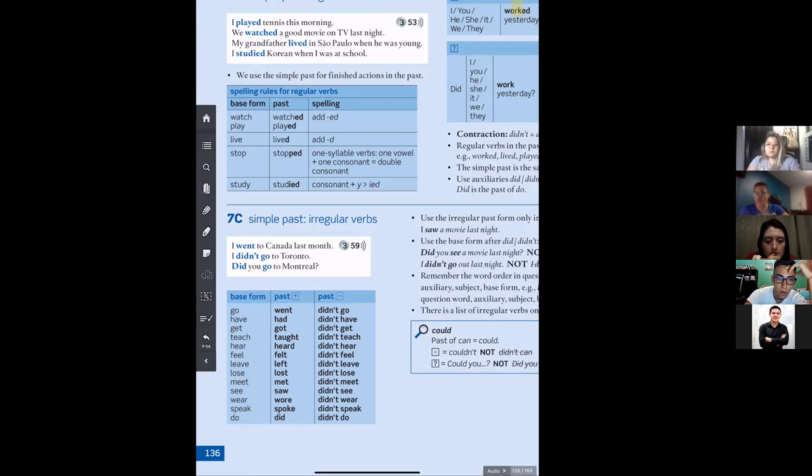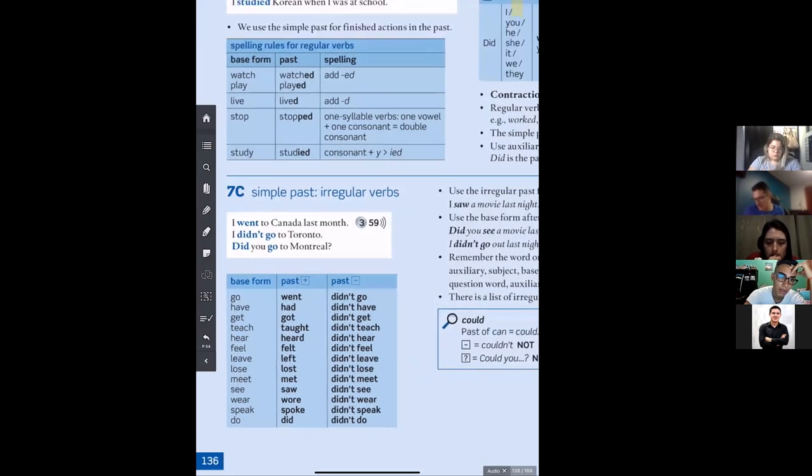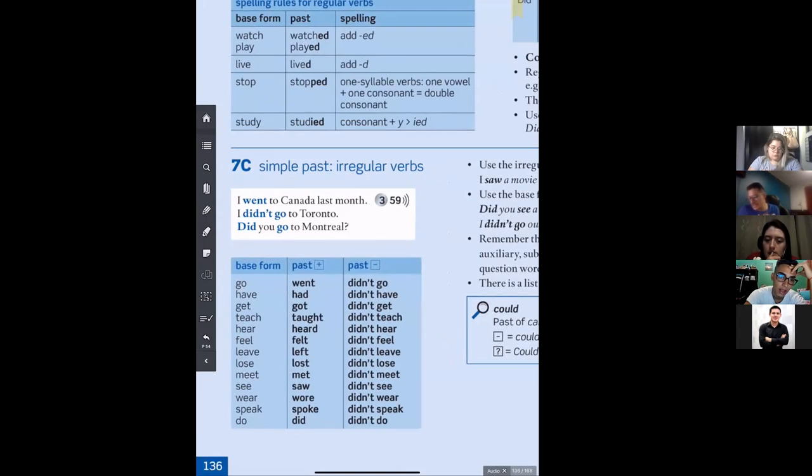Go changes to went, have to had, get to got, teach to taught, hear to heard, feel to felt, leave to left, lose to lost, meet to met, see to saw, wear to wore, speak to spoke, do to did.